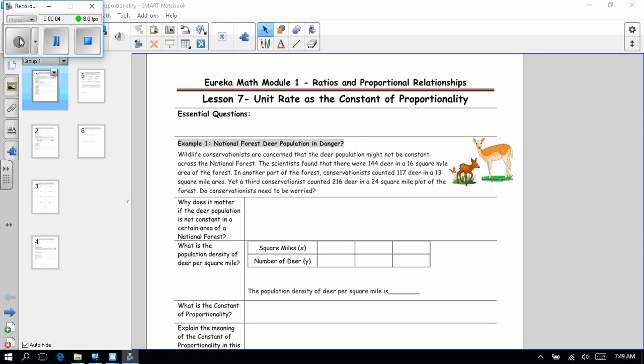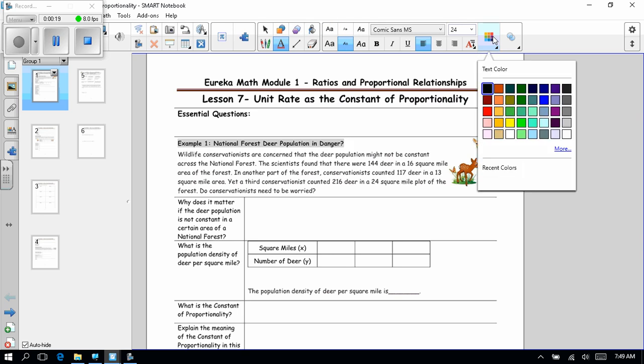Mrs. Hoekstra here. I'm working on Module 1, Lesson 7 today. It's about unit rate and the constant of proportionality. Make sure you're on page 23 of our text. All right, and let's start by writing in our EQ. Our essential question of the day, right?